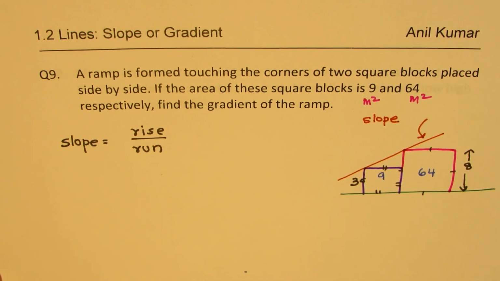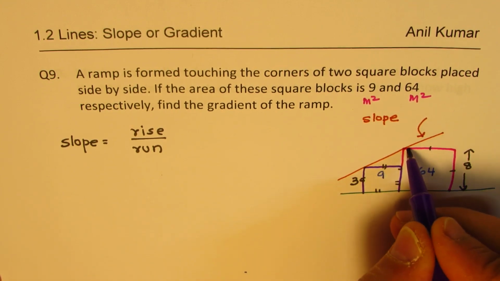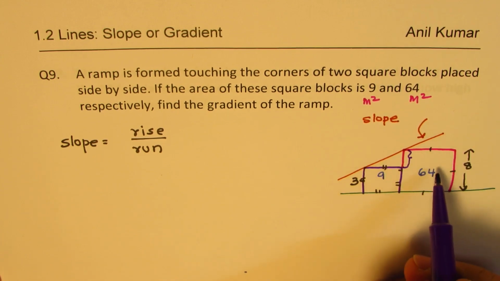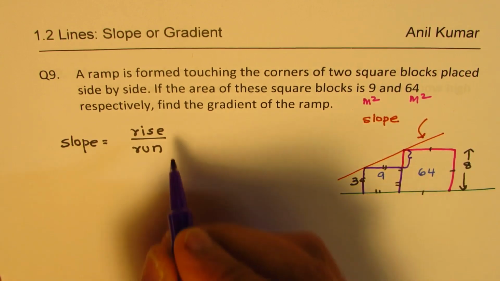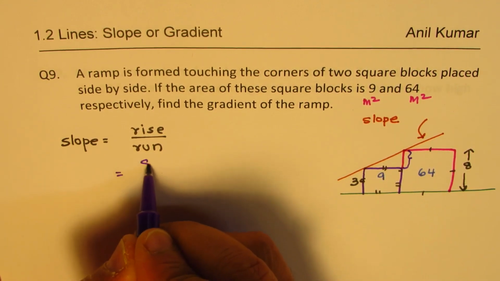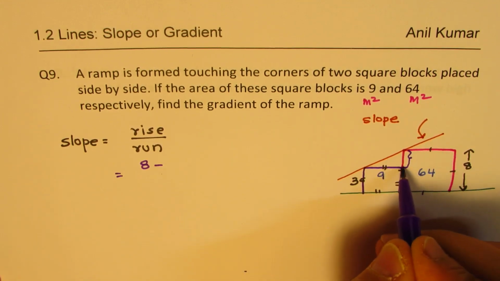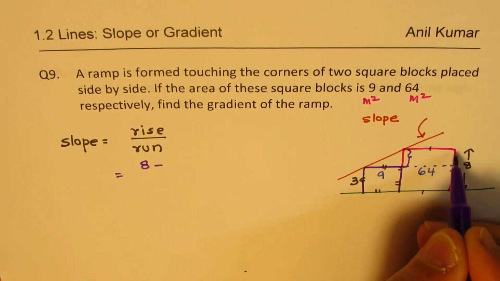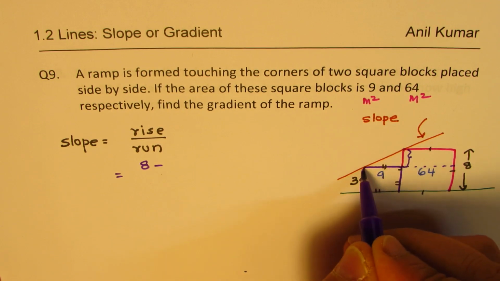Okay. So that really means that the rise is how much? The rise basically is 8 minus 3. So in this case, we get rise as 8 minus 3, right? That difference, 8 minus 3, right?